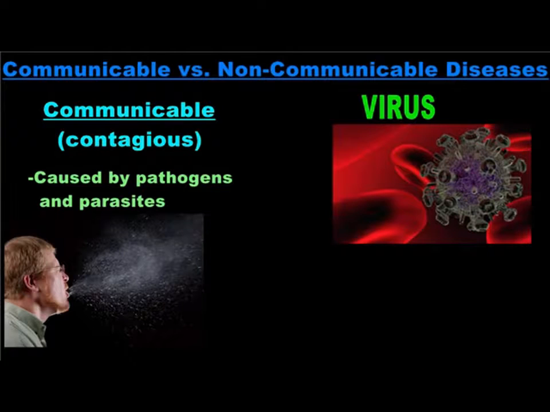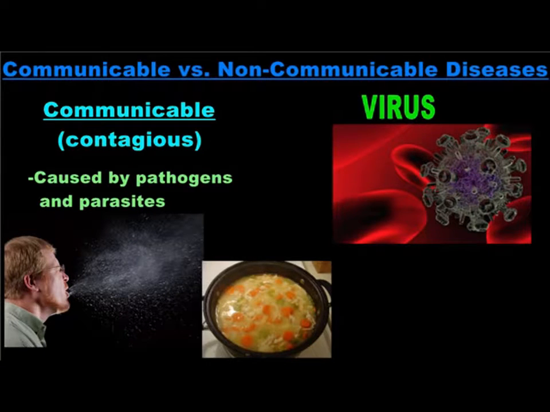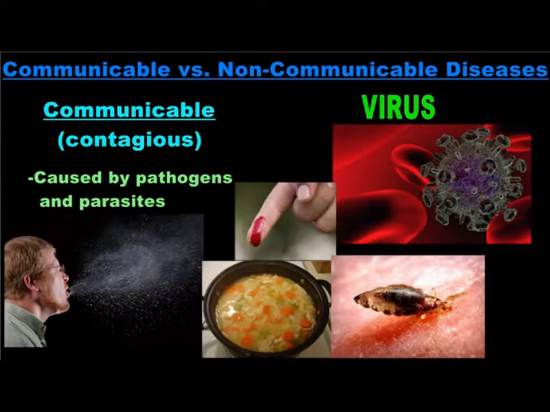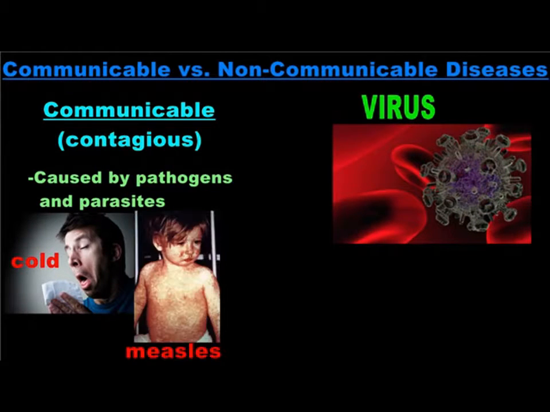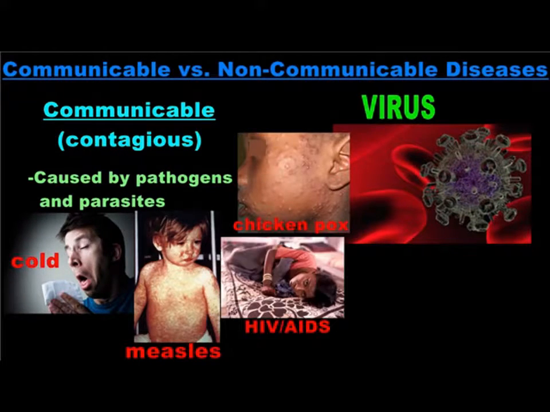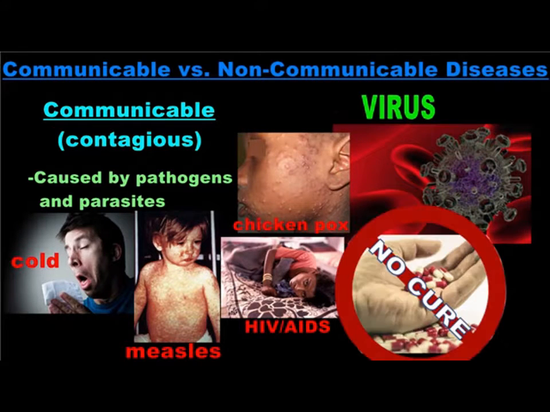New virus particles can be spread through the air when the infected person coughs or sneezes, through contaminated food, bodily fluids, or by insect and animal bites. Once spread, the new virus particles can infect more cells and multiply even further. Examples of illnesses caused by viruses include the common cold, measles, chickenpox, AIDS, and many more. Unfortunately, there is no cure for viral infections.